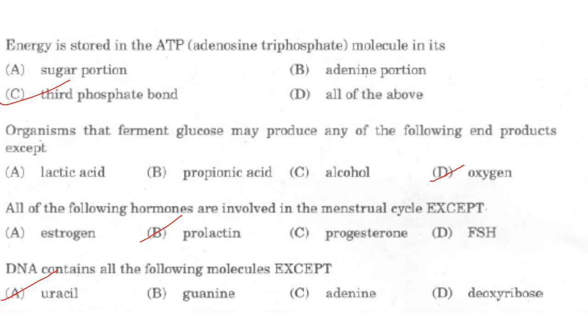All the following hormones are involved in the menstrual cycle except prolactin. It is not involved in the menstrual cycle. Menstrual cycle is regulated by a complex interaction of hormones: luteinizing hormone, follicle stimulating hormone, estrogen and progesterone. Then DNA contains all of the following molecules except uracil. DNA doesn't contain uracil. Uracil is found in RNA.